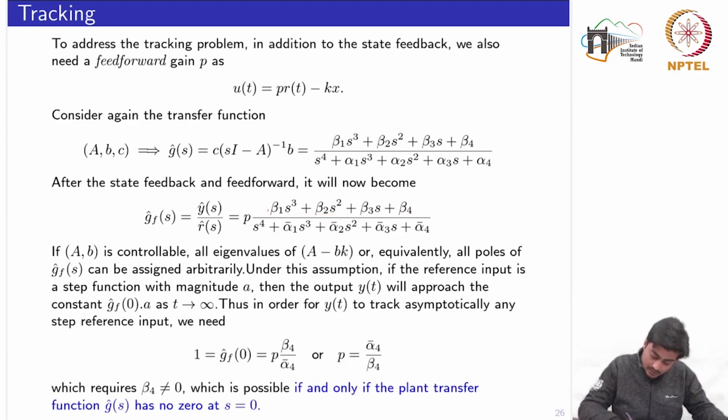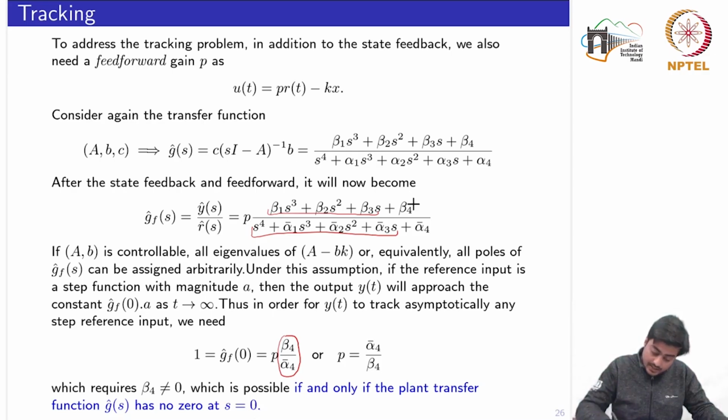Now as all these numerator and denominator parts go to 0, the remaining part is beta 4 by alpha 4 bar, and we want this G hat F(0) equal to 1; in that case only we would have y hat equal to r hat in the steady state. So on the right hand side we would have P times the ratio of beta 4 by alpha 4 bar. So if we substitute P as the inverse of this factor, which requires that beta 4 should not be equal to 0, the tracking would be possible if and only if the plant transfer function G hat(s) has no zero at s equal to 0.